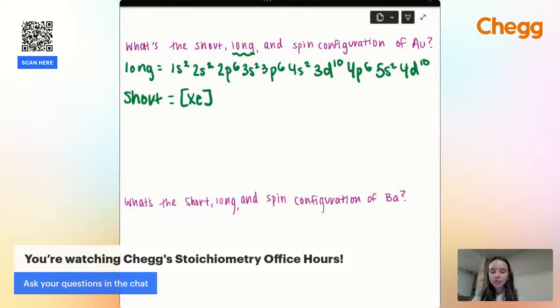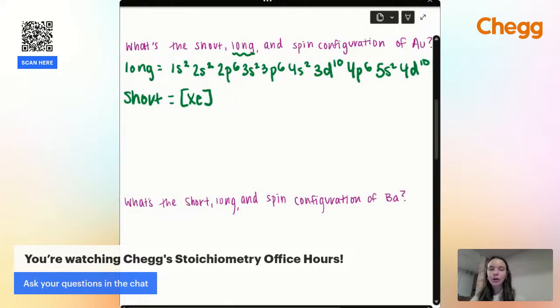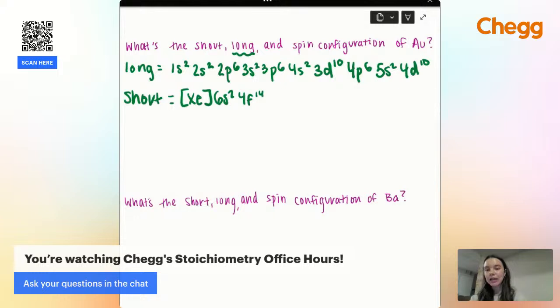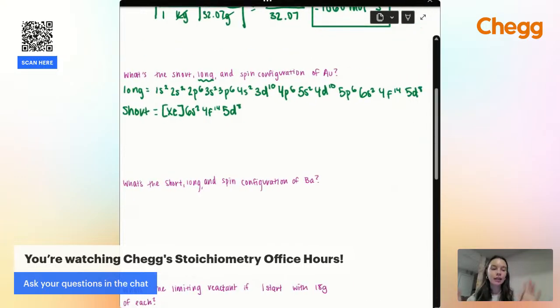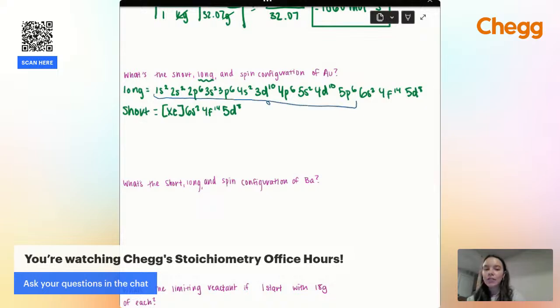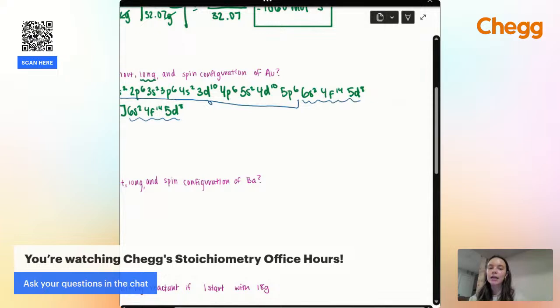And then we just write everything that comes after xenon. So if I go down a row, I'm going to be at 6s2, and then I'm going to be at 4f14, and then 5d8, and that is my short electron configuration. So that Xe in brackets, just to better visually represent it, represents all of this, and then this is just the same as this right here.